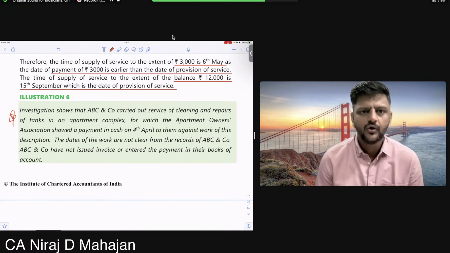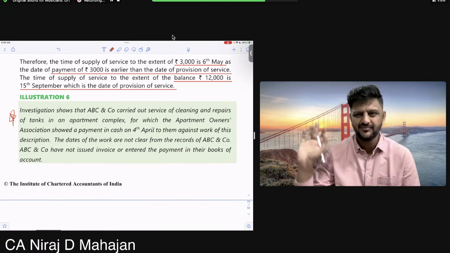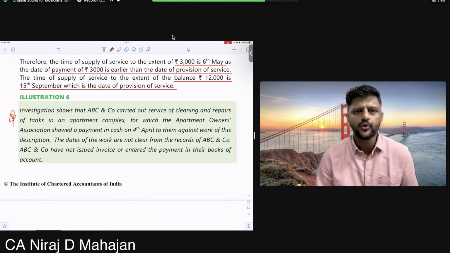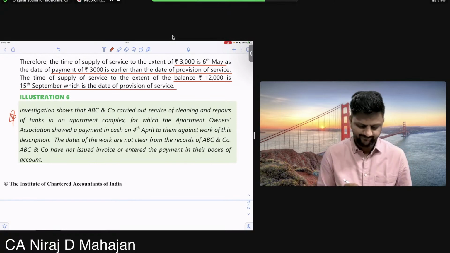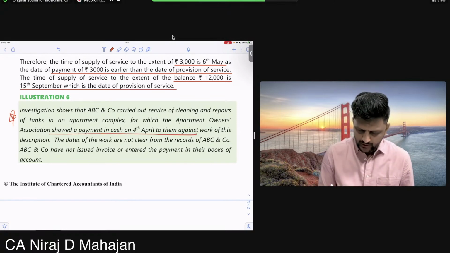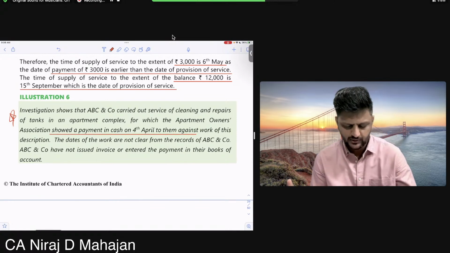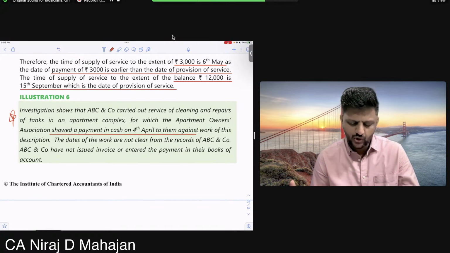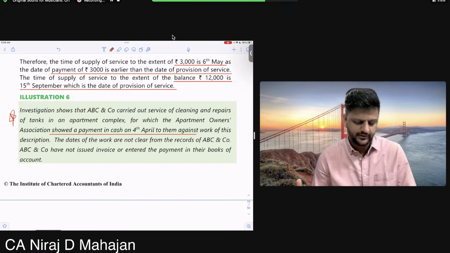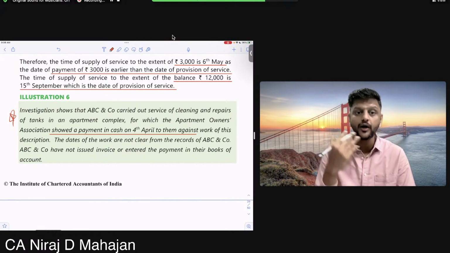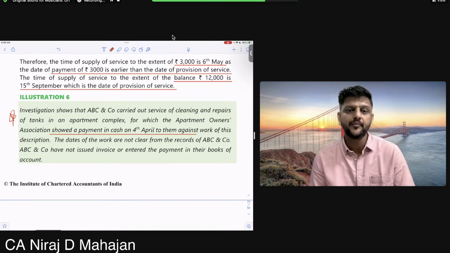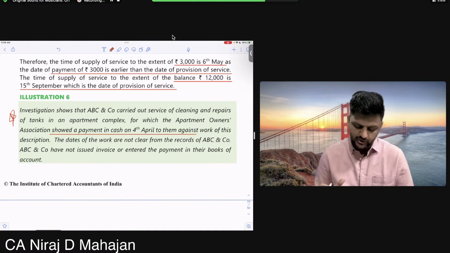It shows that ABC and Company carried out service of cleaning and repairs of tanks in an apartment complex, for which the apartment owners association, that means the society, showed a payment in cash on 4th April to them against the work of this description. The dates of works were not clear from the records of ABC and Company. ABC Company have not issued an invoice or entered the payment in their books. Did you understand? In that case, what do we do?